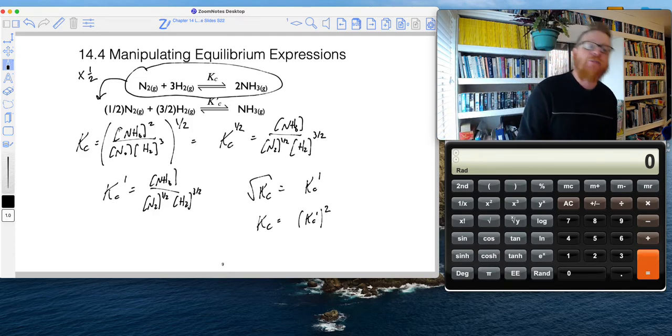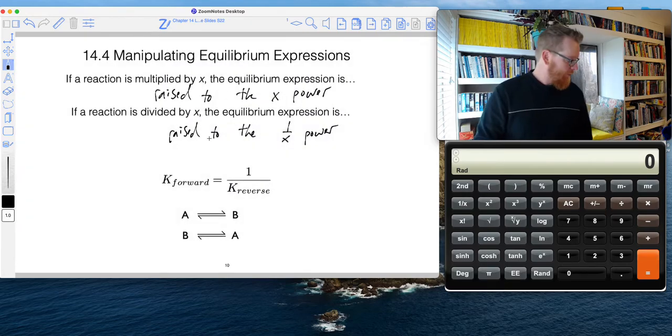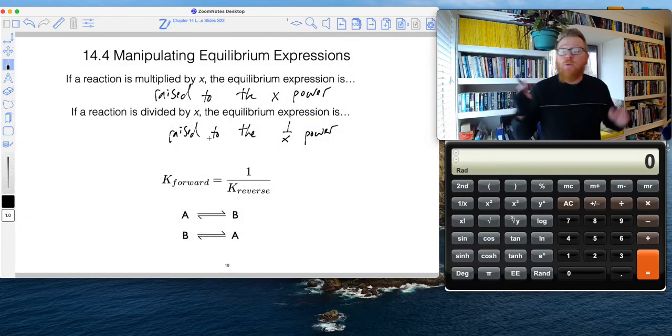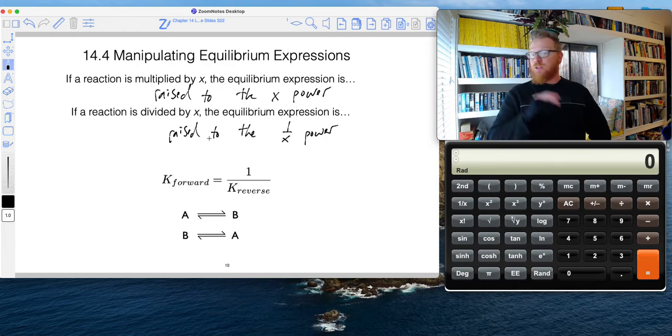And so if I divide the reaction coefficients by 2, I'm going to raise the constant to the 1/2 power. So it's all the same, just depends on how you think of it, okay? So now what if we just completely reverse a reaction? So I know we talked about how these equilibrium reactions, there's a forward reaction and there's a reverse reaction, okay?